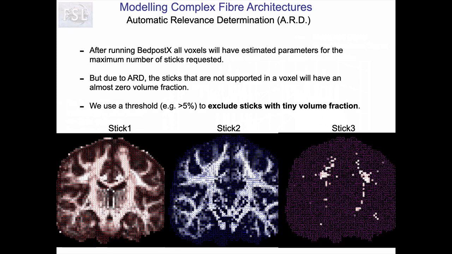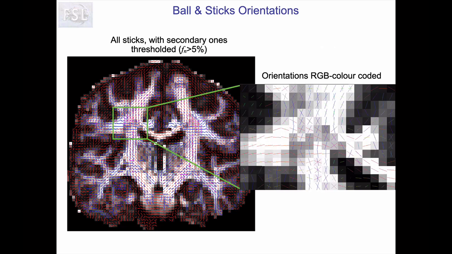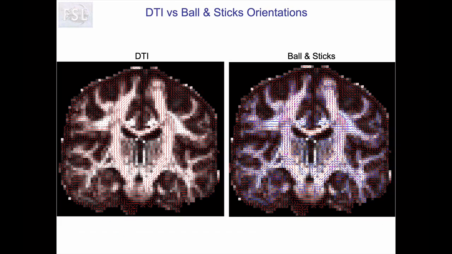And if we do that, we can overlay all of these maps, and we get a map which looks like this, where if we zoom in on the centrum semiovale, where we have multiple fibers crossing each other, you can see that we have some voxels with only a single fiber orientation, while in other voxels we needed multiple fiber orientations to fit the signal, and so we estimate 2 or even 3 fiber orientations. And this gives us much more information than the diffusion tensor to follow the white matter fiber bundles through these crossing fiber regions.